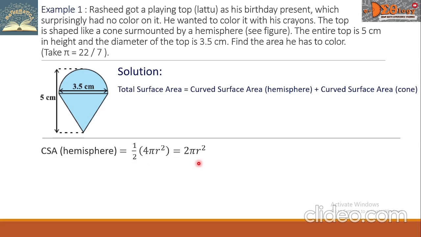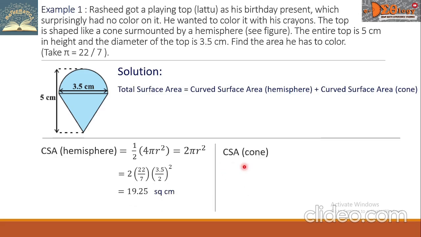When we substitute the values, we have now 2 times the pi, that is 22/7, and the radius of the hemisphere, that is squared. Looking at our figure here, the diameter of the hemisphere is 3.5. Half of that is the radius. So we write here 3.5/2. Then we square. We can simplify this using our calculator, and the answer is 19.25 square centimeter.